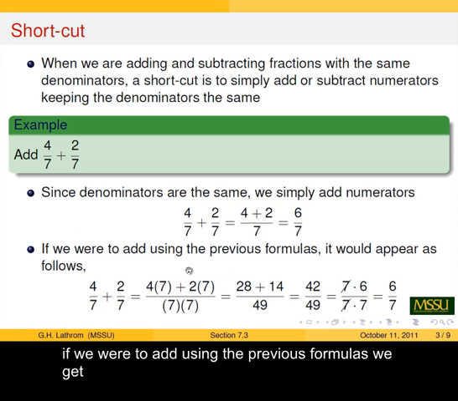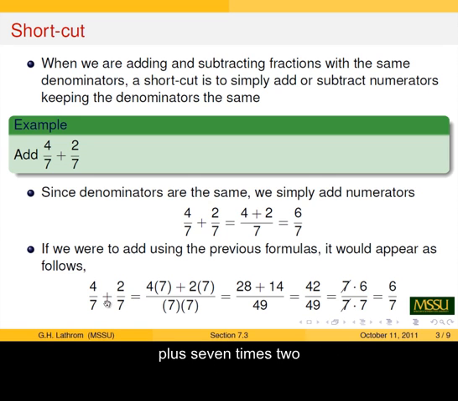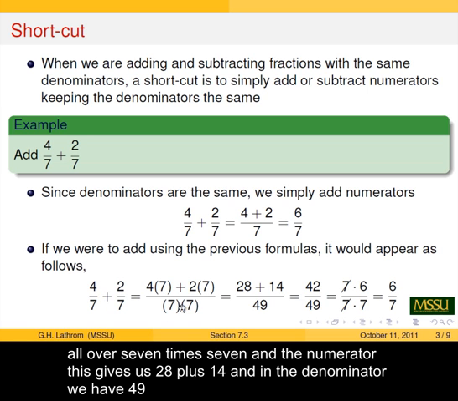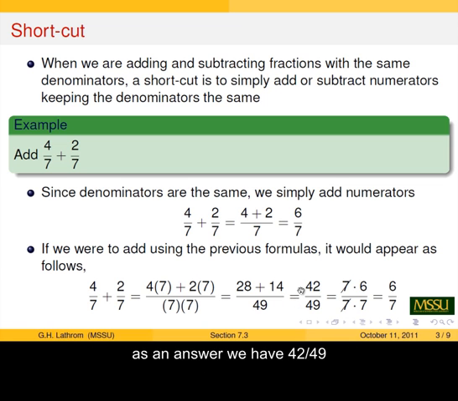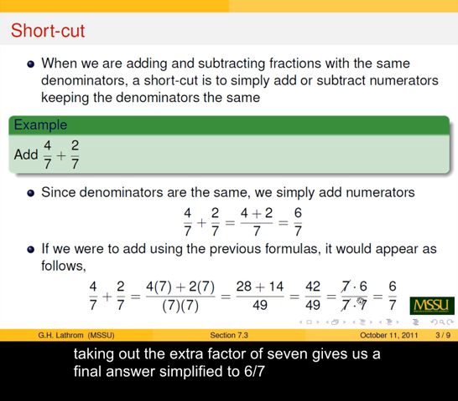If we were to add using the previous formulas, we get the same answer, but it takes a couple more steps. We cross-multiply so that we have 4 times 7 plus, we cross-multiply 7 times 2 all over 7 times 7. In the numerator, this gives us 28 plus 14. In the denominator, we have 49. As an answer, we have 42 over 49. But the 42/49 can be simplified. We have an extra factor of 7 in the numerator and denominator. Canceling the extra factor of 7 gives us a final simplified answer of 6/7.